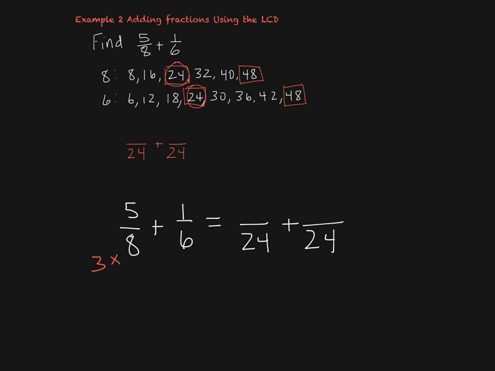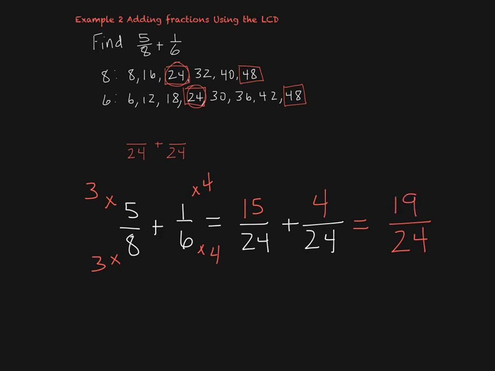So whatever you do on the bottom, you have to do on the top. So if 3 times 8 equals 24, 3 times 5 equals 15. Do the same thing over here with my 24. 6 times what equals 24? 6 times 4 does. You do the same thing on the top and multiply it by the 4. 1 times 4 is 4. And now I have a common denominator. 15 plus 4 is 19.